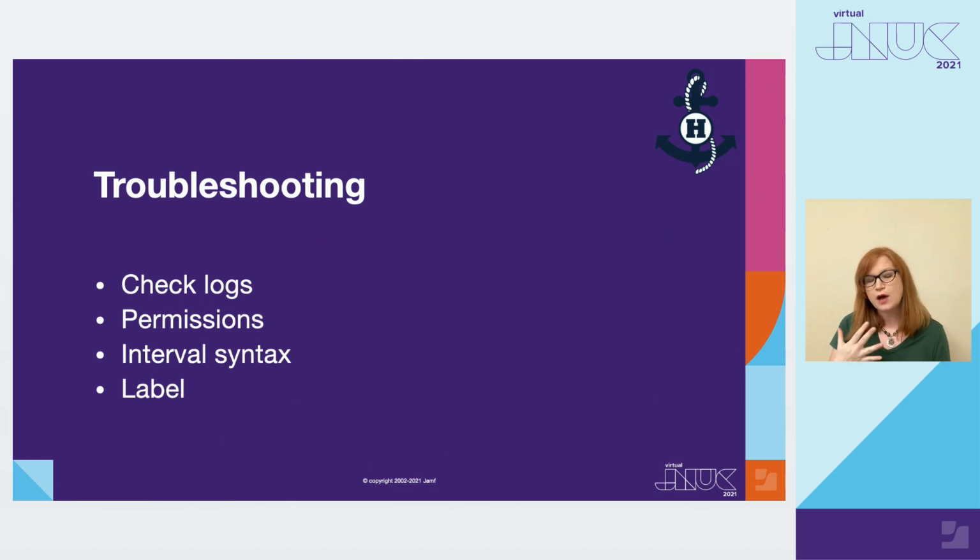So if you have it loaded and it's supposed to be doing what it's doing and it's not, here's just a couple of troubleshooting steps. The first thing you're going to want to do is check those logs. Make sure that you've set up your standard out and standard error. Check those logs, see what could be going wrong. Number 2, check the permissions. You want to make sure that script is executable. You want to make sure that nothing weird happened where the launch daemon isn't owned by root or something like that. Check your interval syntax.